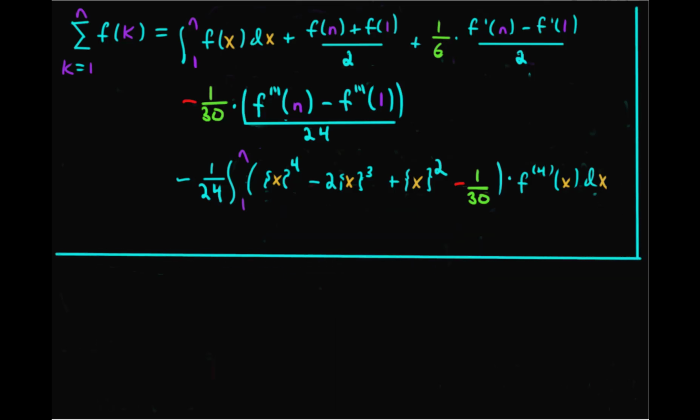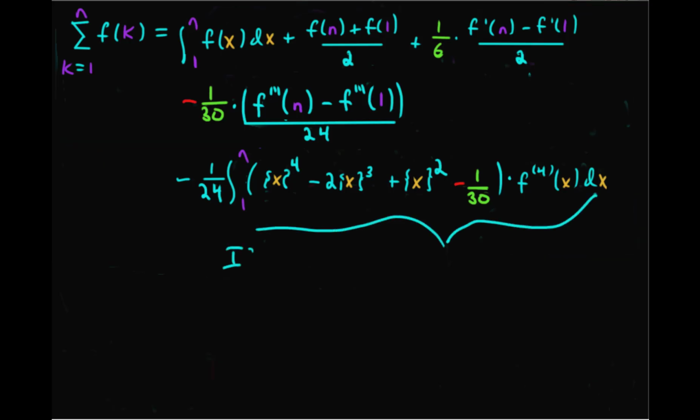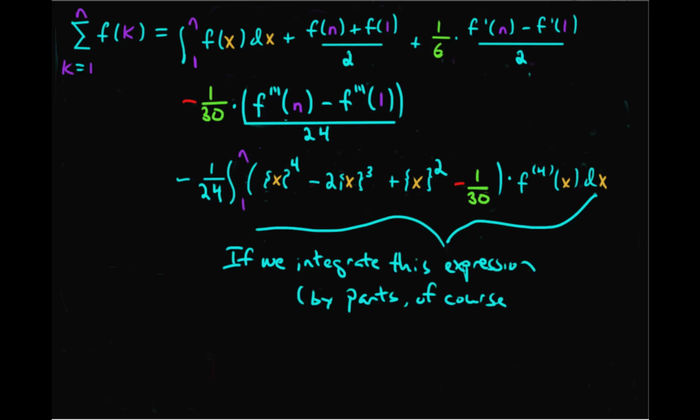So I'll put a box around this formula because we've just derived the fourth derivative form of the Euler-Maclaurin summation formula with remainder term. Now, if we were to evaluate that error integral further by performing integration by parts, well, I won't show you the calculation because I think at this point you understand how it would be done.